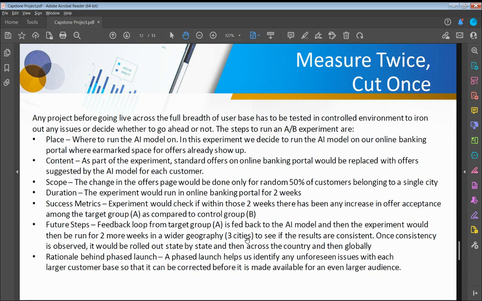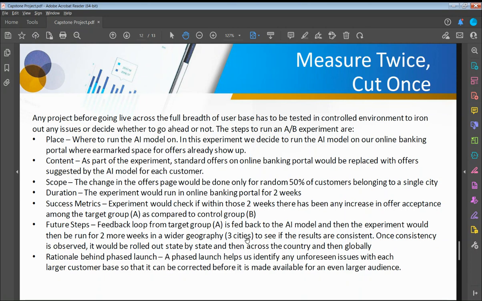Once we have the change management in place, everyone is onboarded, and we have an AI model created, we would have to run it through an experiment to understand if the AI model is actually effective. The best place to do that would be the online banking portal. In our online banking portal, we have specific earmarked places where offers show up whenever a member logs in.